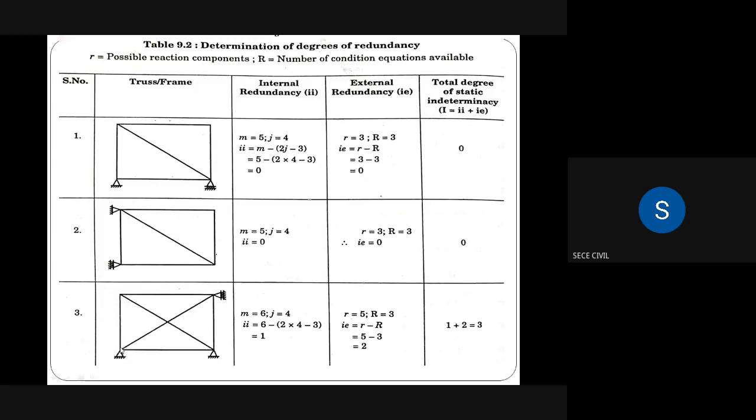So joints 1, 2, 3, 4. So 4 joints only in this figure. This is not a joint. So 4 joints only. Joint 1, 2, 3, and 4. So J is equal to 4.